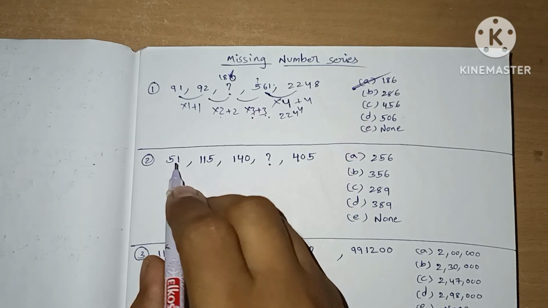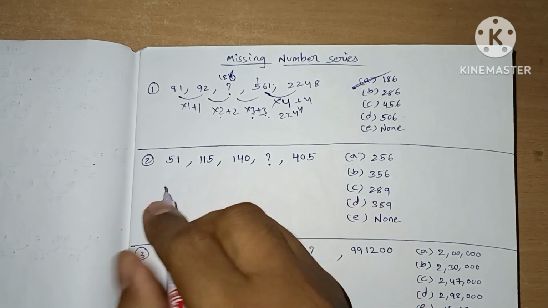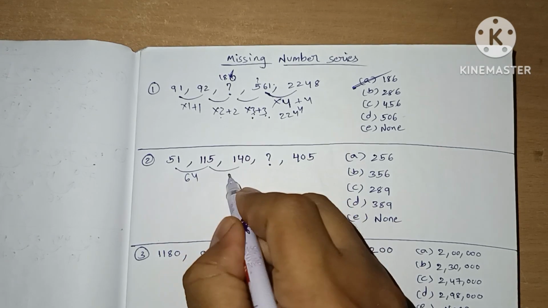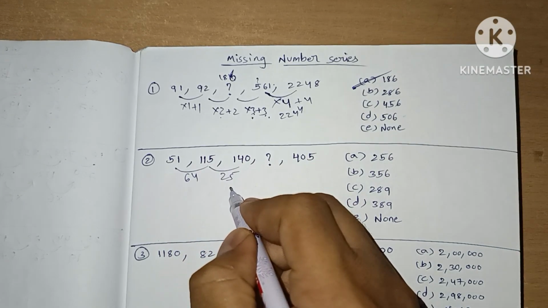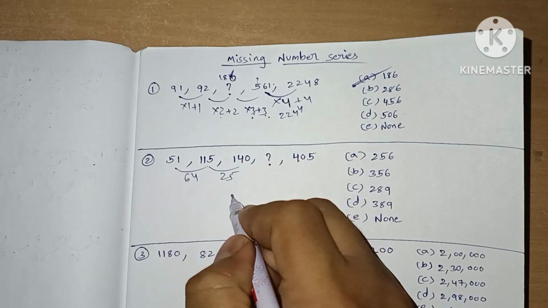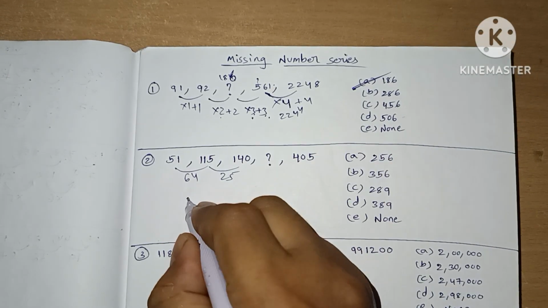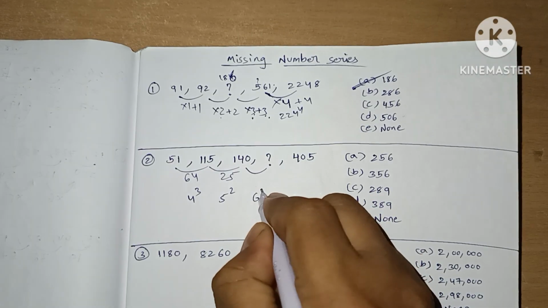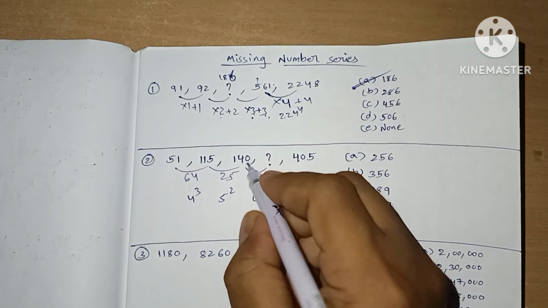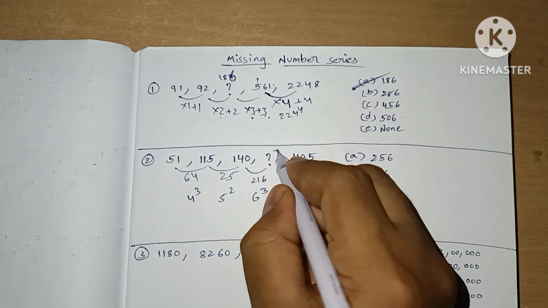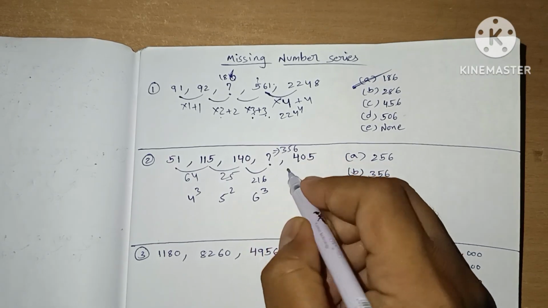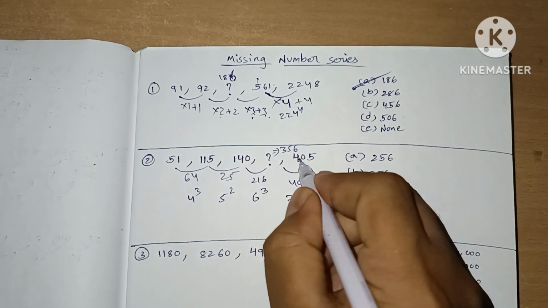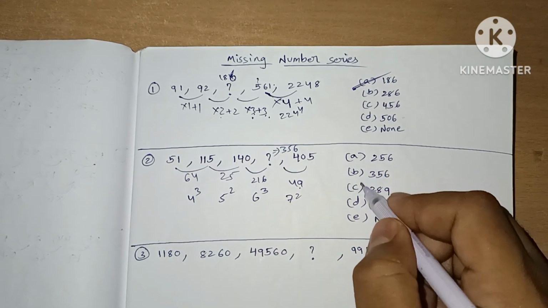Second one. Here the numbers are slightly varying, so we'll go with differences. Here the difference is 4 and 6. Here the difference is 25. Wait, this is 8 square, this is 5 square, or else it is 4 cube, it is 5 square. Next one is 6 cube, which means 216. 140 plus 216 will be 356. 356, and here 7 square, which is 49. 356 plus 49 will be 405. So our answer will be 356.